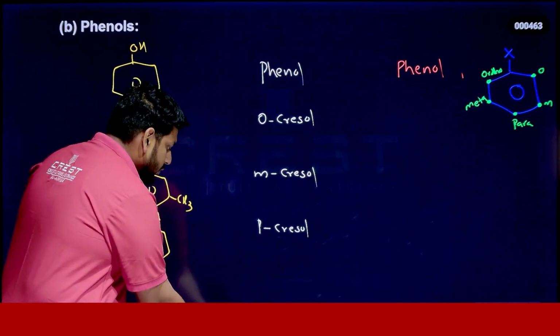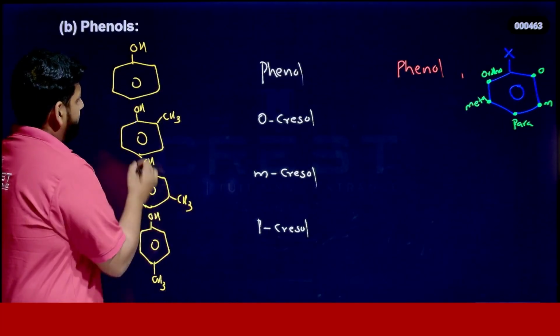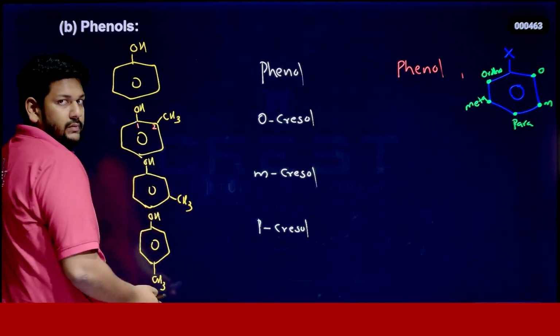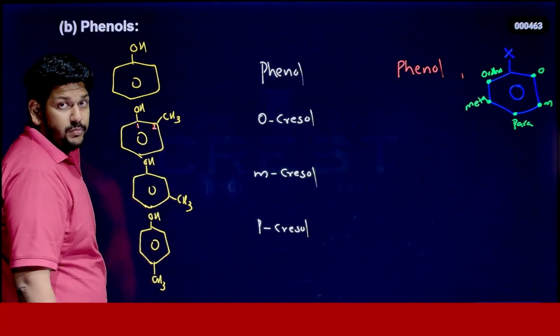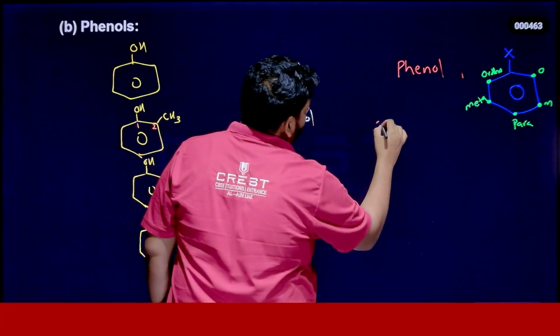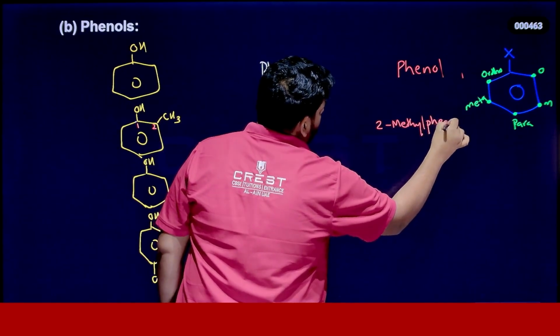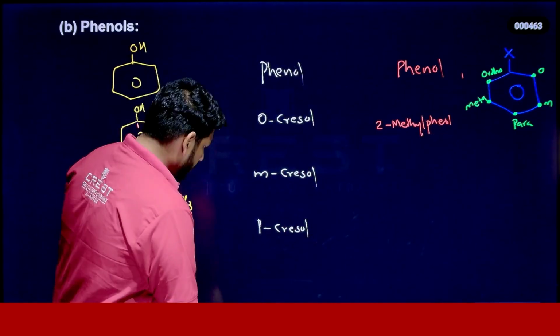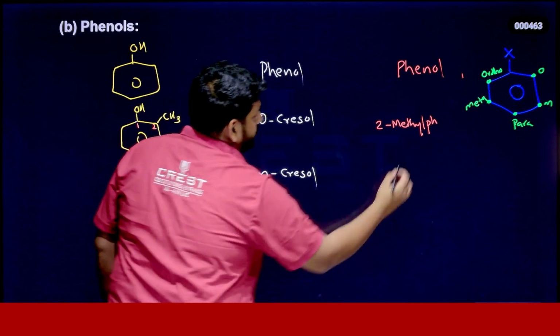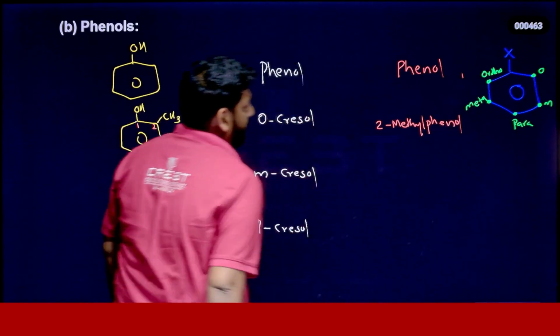What about its IUPAC name? It's very simple. You can start numbering from here, 1, 2. At the second position you have a methyl group. So we can call it 2-methyl phenol. I forgot one N, right? 2-methyl phenol. And what about this one?